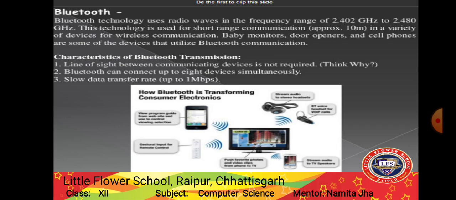Characteristics of Bluetooth transmission. Line of sight between communicating devices is not required. Bluetooth can connect up to 8 devices simultaneously. Slow data transfer rate, up to only 1 Mbps.